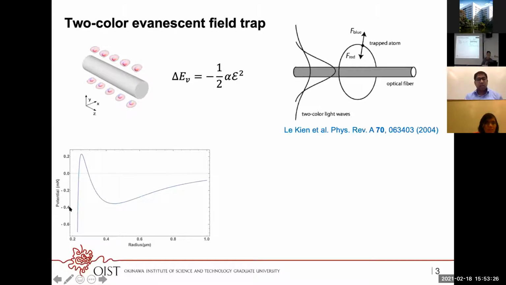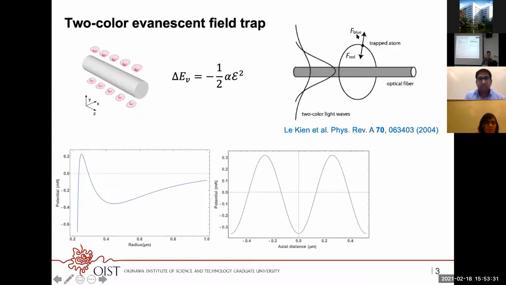And this is along the radial direction. That is, if you look at the surface, you see a potential minima around this. And then we can have a standing wave potential if we use two counter-propagating red detuned lights. So in this case, we have an axial localization as well, a regular interval of potential minima, and the wavelengths that we used are 1064 nanometer for red and 762 nanometer for the blue.